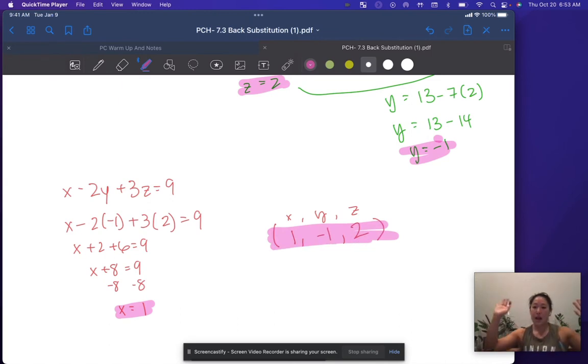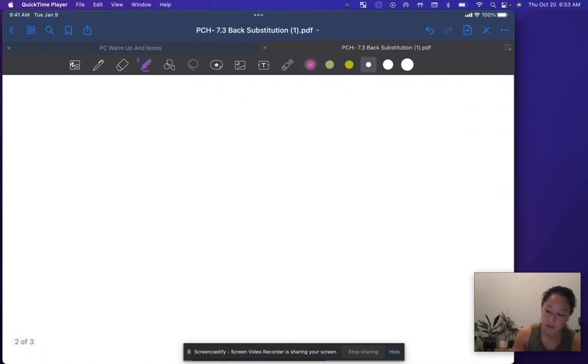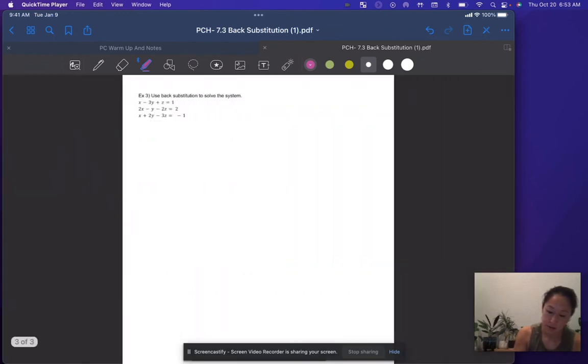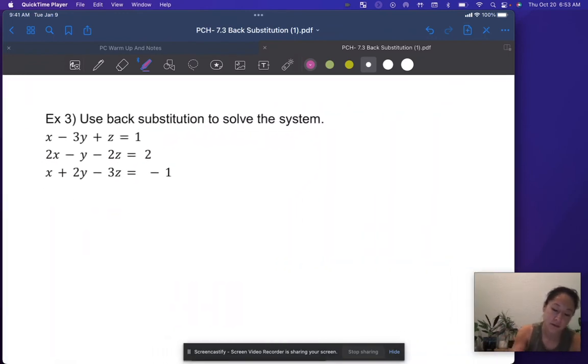Woohoo! Yeah! Okay, last one. Ugh, my iPad scrolls a different direction now.